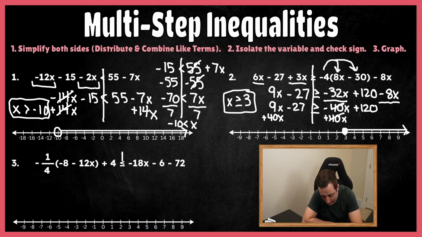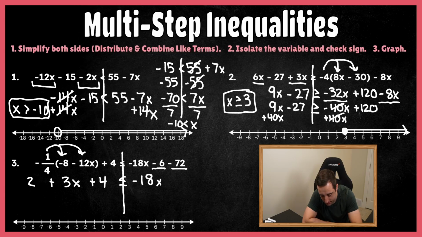So we'll draw our line again. On the left side, I definitely see distributive property right off the bat. Negative 1/4 times negative 8 is going to give us a positive 2. Negative 1/4 times negative 12 is going to be plus 3x. And then we're going to bring down the plus 4 there, is less than or equal to, and I also see some like terms that can be combined on the right side. So that's going to be negative 18x minus 78.